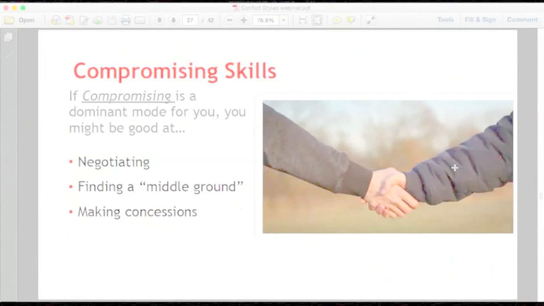It could also be used for a temporary settlement for a very complex issue, or if you've already tried collaborating, or if you've already tried competing and those haven't worked, you could try compromising in that situation when it's complex and you have tried everything else.